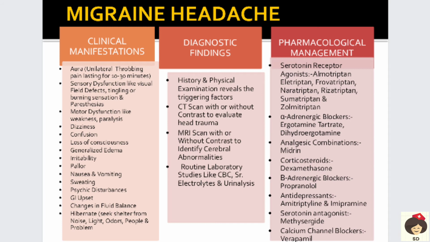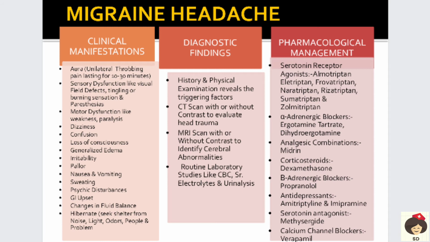And hibernate. Hibernate is when the patient will feel irritated, somewhere he will go and hide himself. Okay, that is called hibernate. That is, he will seek shelter from noise, light, odor, or people and problems. Okay, so when the person is exposed to excessive noise, light, odor, he wants to get free from that. That is, he wants to avoid those things, so he will go and hide somewhere. That is called hibernate.